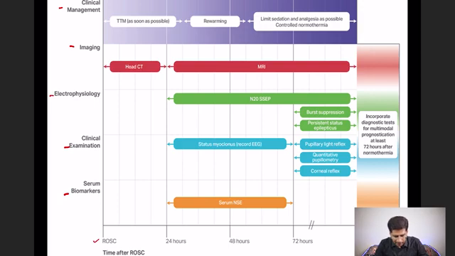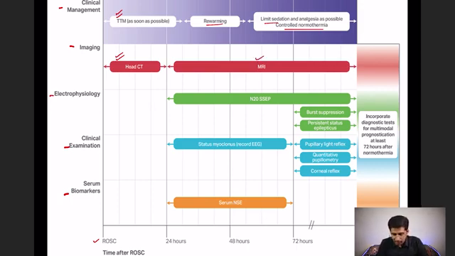If we talk about clinical management, within 24 hours of ROSC, you have to go for TTM, which we have already talked about. After 24 hours, you can go for rewarming and then limit sedation and analgesia and go for controlled normothermia. Whereas, if we talk about imaging, mentioned by the AHA is head CT for neuroprognostication in the first 24 hours and MRI beyond that, from 24 to 72 hours and even beyond.